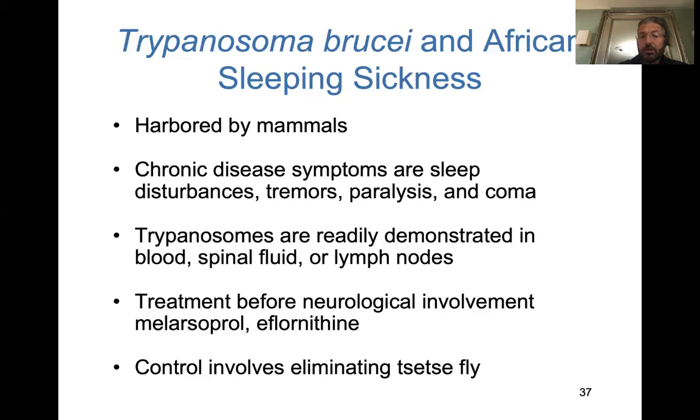Right? And control involves eliminating the tsetse fly. Right? So that's the only real way we can get rid of that, because we can't kill all of the reservoirs. Right? We can't kill all mammals. We have to be able to kill the actual vector itself, which here is the tsetse fly.